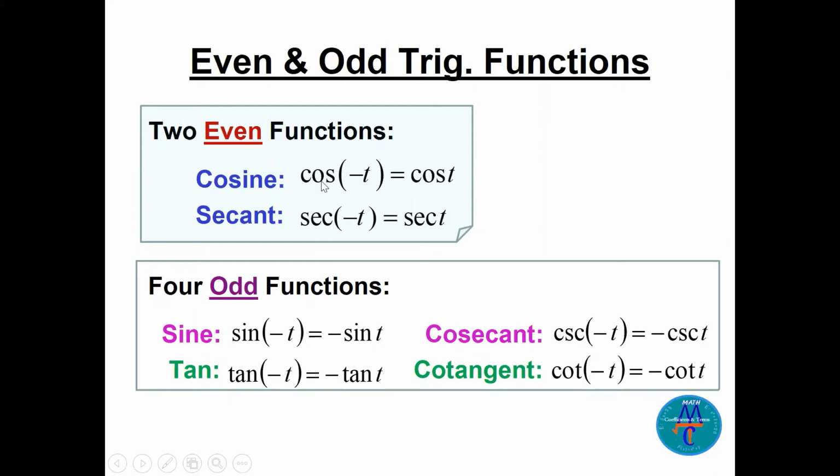Just compare the cosine and the sine to understand. Suppose we have cosine of minus 45 degrees. It will be the same as cosine 45 degrees. Cosine of minus 100 degrees is equal to cosine 100. But in the sine, you have to put a minus outside. Sine of minus 70 is minus sine 70. Also the cosecant is an odd function. Tangent is an odd function: tan of minus t is minus tan t. And the cotangent is an odd function.